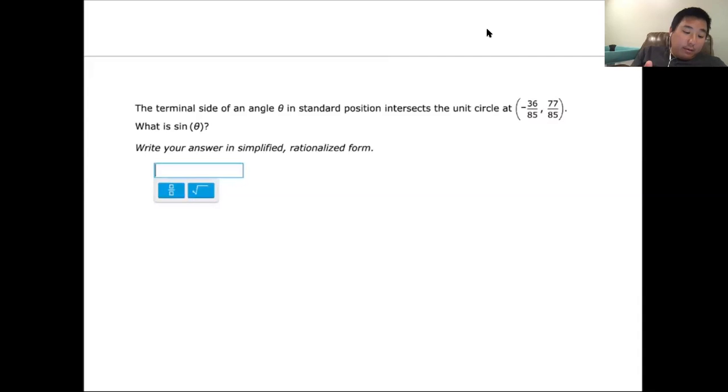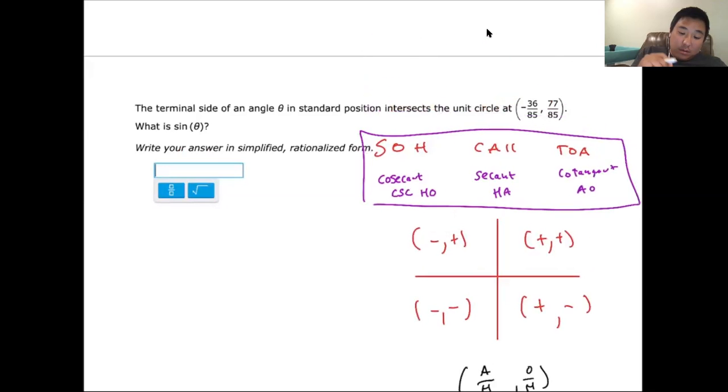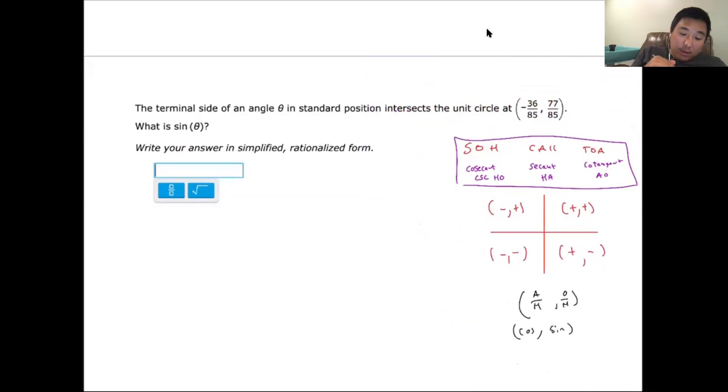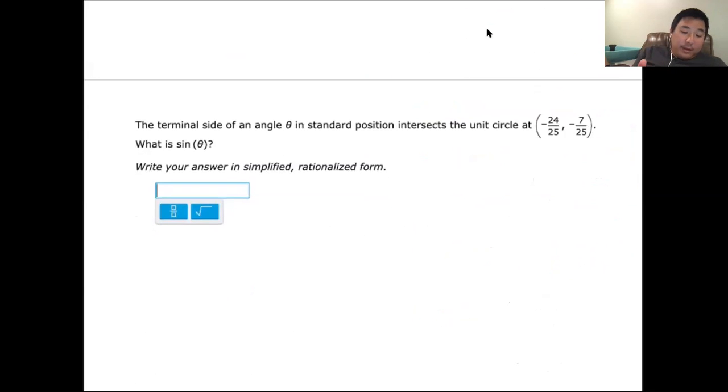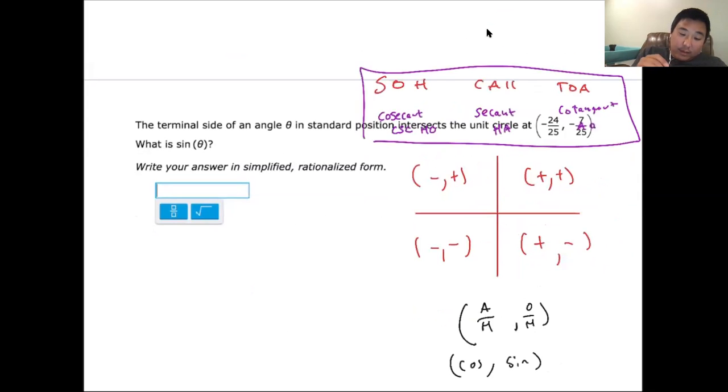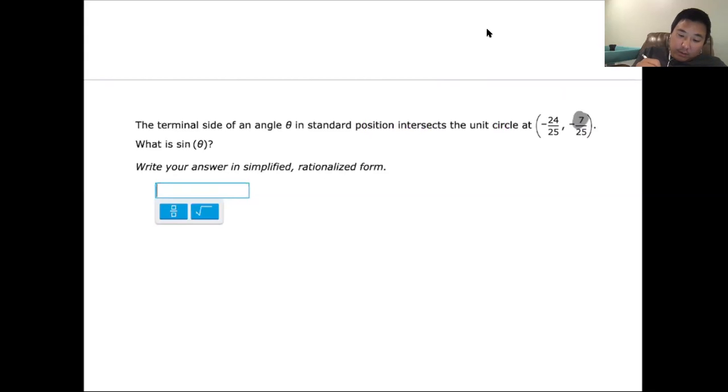The terminal side of the angle position doesn't really matter, but this is OA, O and H. We want to find sine, so opposite over hypotenuse. So it's 77 over 85. The terminal side of the angle position, and we want to find the sine. The sine is just this one here. Negative 7 over 25.